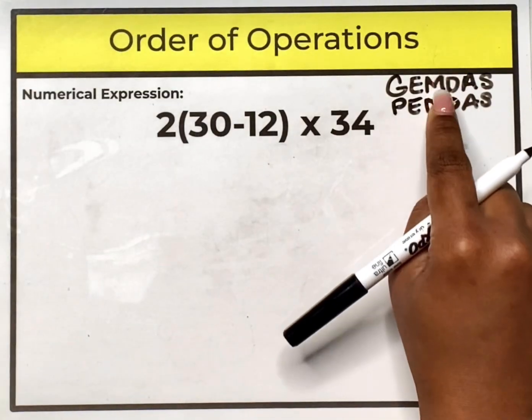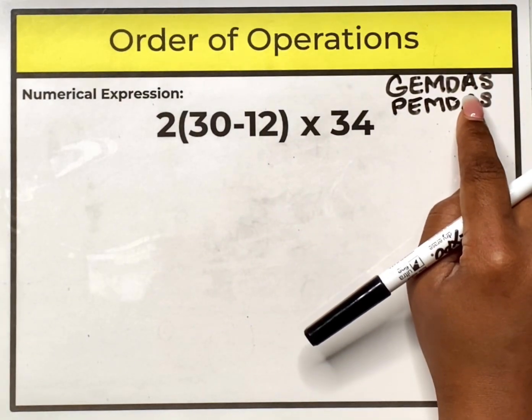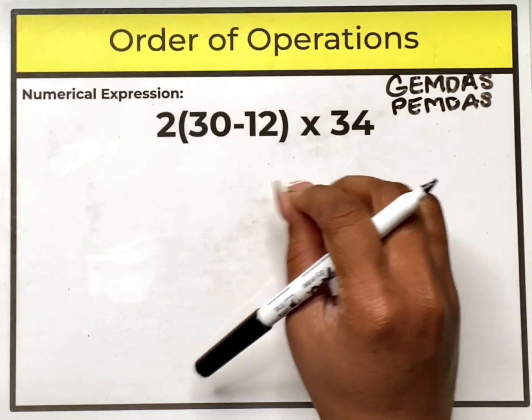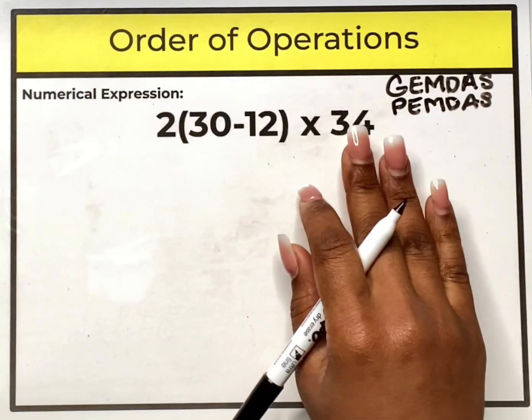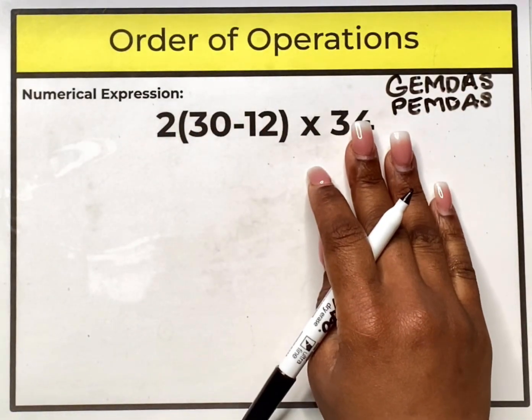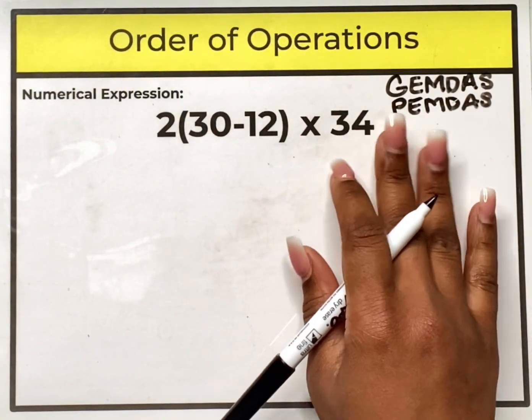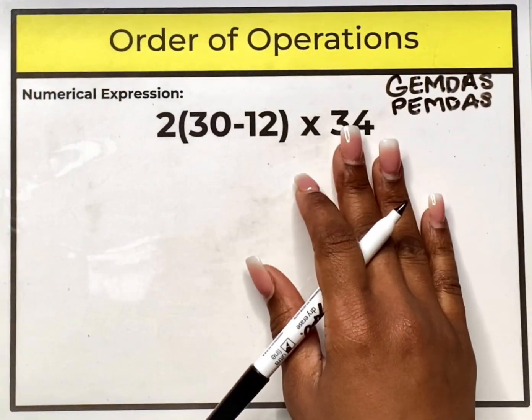We do not always multiply first. We do not always add first. That is incorrect. We are following the order of these operations as they appear from left to right. Okay, that is the common misconception and error that most people make.